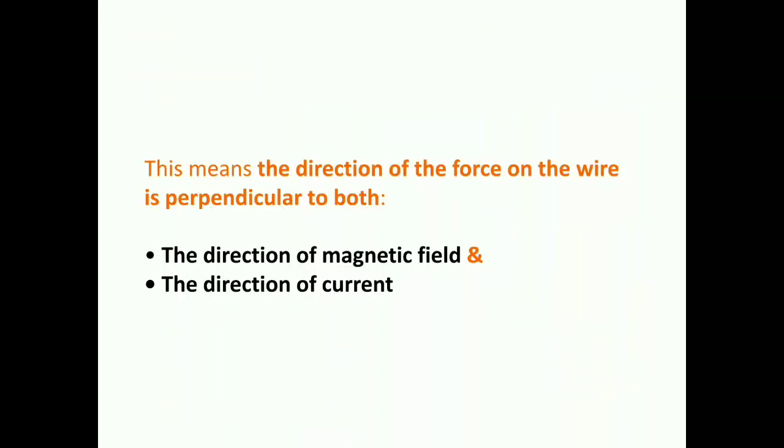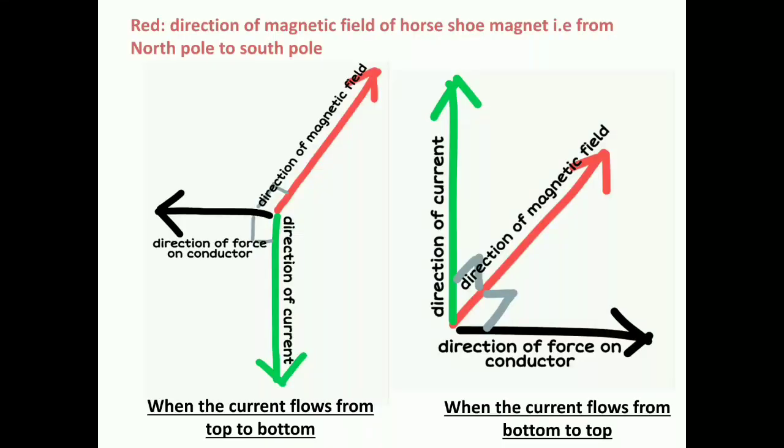This means the direction of force on the wire is perpendicular to both the magnetic field and the direction of the current. Here, the direction of the magnetic field is from north pole to south pole. In this experiment, it is noted that whenever current flows through a conductor in the presence of a magnetic field, a force is exerted on the conductor. The direction of this force depends on both the direction of the current and the direction of the magnetic field. We can see this in both the diagrams and compare it with the X, Y and Z axes.